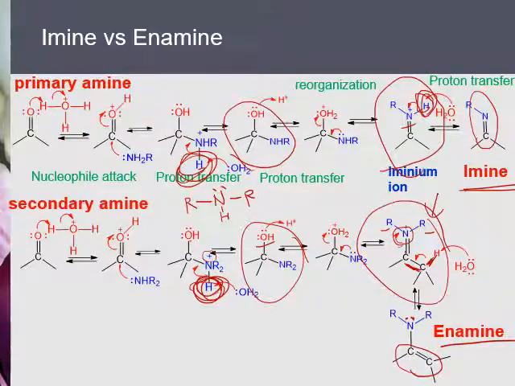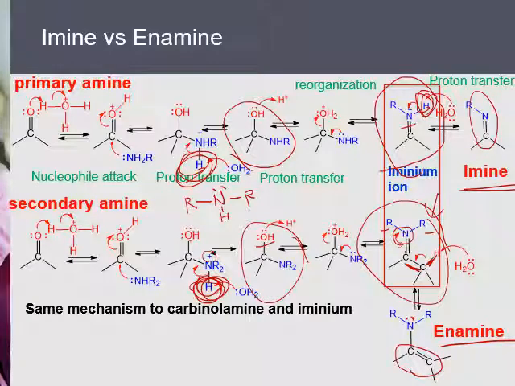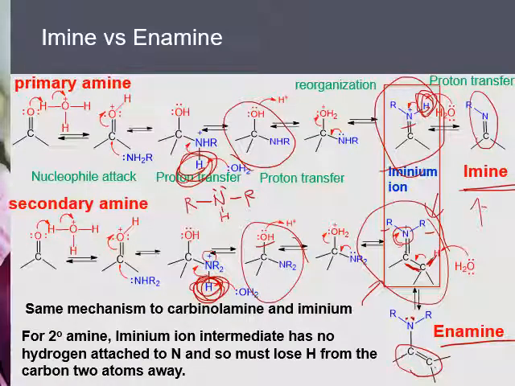Okay, so you can see the two mechanisms are almost the same up to this point. The imine ion. In the case of primary amine, the imine ion still has one hydrogen. It can be deprotonated, forms imine with a CN double bond. In the case of secondary amine, the imine ion has no hydrogen to be deprotonated, so a hydrogen from an atom 2 atoms away can be deprotonated, giving you a CC double bond with an amine attached to it, and that's called enamine. Okay.